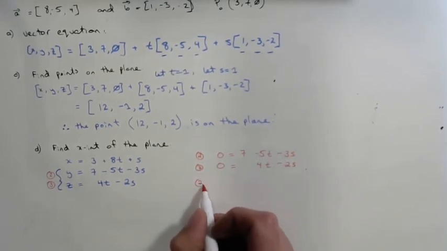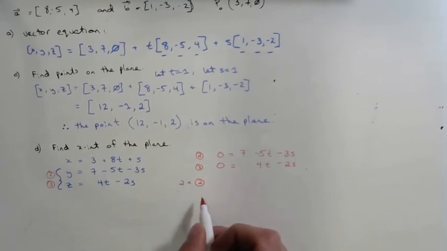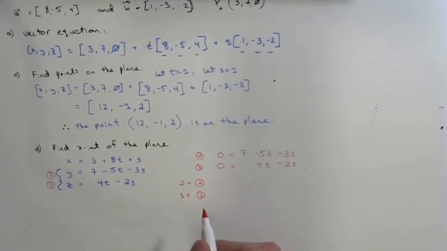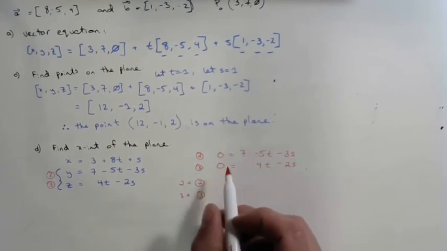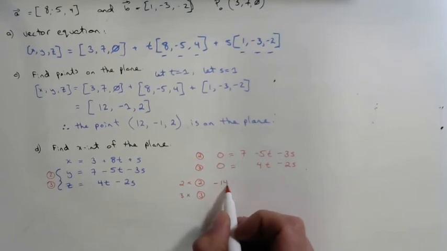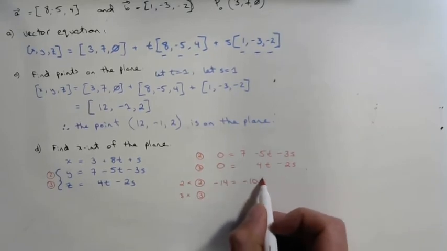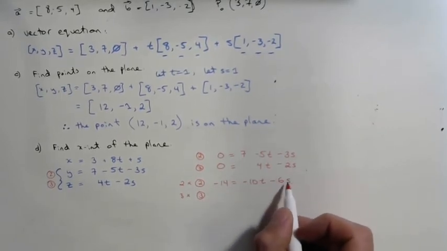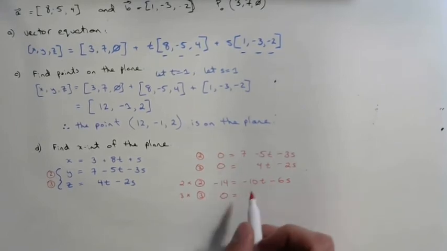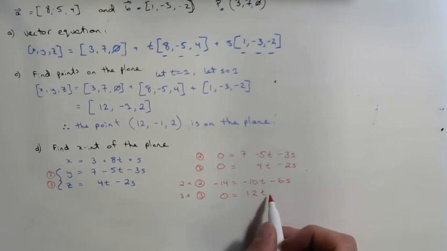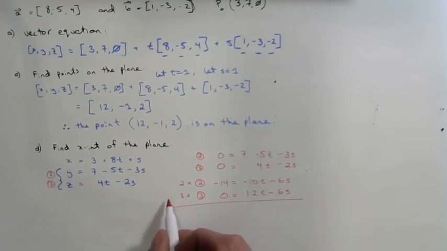So I said I was going to do this guy times 2, and then I'm going to take equation 3 and multiply it by 3. So this is going to be negative 7 on this side, so I'm going to have negative 14 equals negative 10t minus 6s. And this equation 3 is going to be 0 equals 12t minus 6s. Now I can subtract these guys.